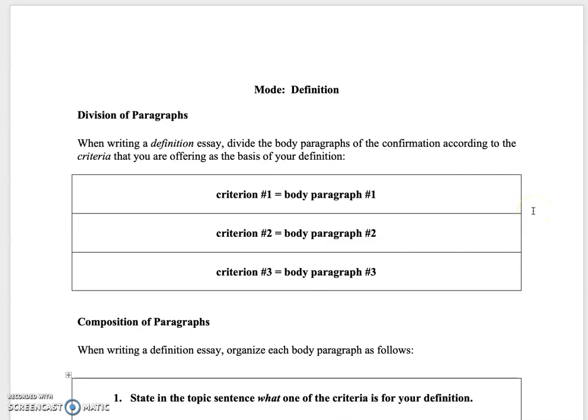The principle for dividing up the paragraphs is each criterion that you set out in your thesis will get its own body paragraph. So if you have 3 criteria, you'll have 3 body paragraphs. If you have 4 criteria, you'll have 4 body paragraphs. But you can see that correspondence. The criteria dictate the body paragraphs, which is another reason why coming up with good criteria is so important. It not only is the focus of your thesis, it dictates how your whole essay is organized. So that's how you should divide your paragraphs.